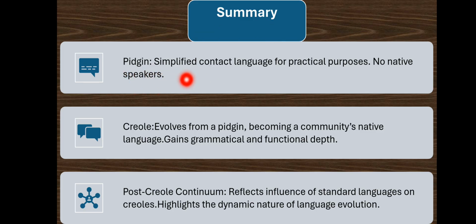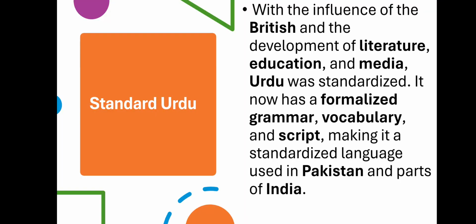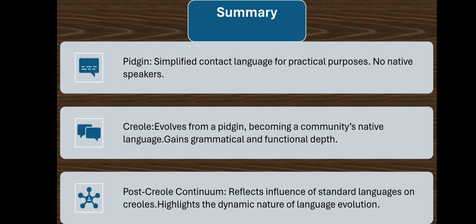So a Pidgin is a simplified contact language for practical purposes, used by non-native speakers. A Creole evolved from a Pidgin, becoming a community's native language and gaining grammatical and functional depth. The post-Creole continuum reflects the influence of the standard language on the Creole and highlights the dynamic nature of language evolution. So thank you so much. It was all about Pidgin, Creole, and standard language: how a language was first a Pidgin, how it became a Creole, and how it became a standard language.